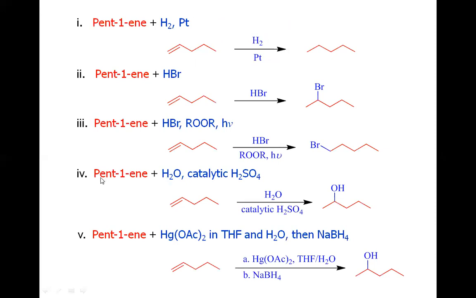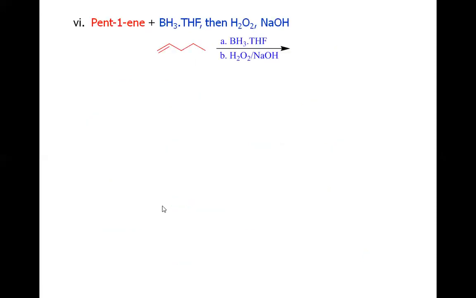In the fourth reaction and in the fifth reaction, both gave the Markovnikov product, that is the hydroxy added to the carbon which has the lesser number of hydrogens. But here the reverse will occur, and we will have this hydroxy attached to the terminal carbon, that is to the carbon that has a higher number of hydrogens. So this is the anti-Markovnikov selectivity.